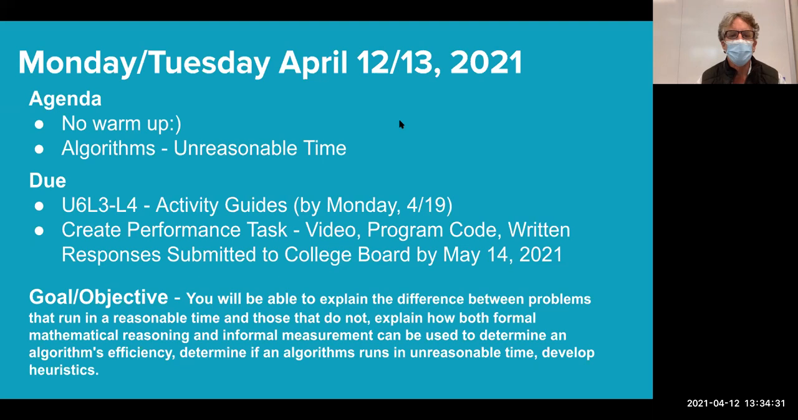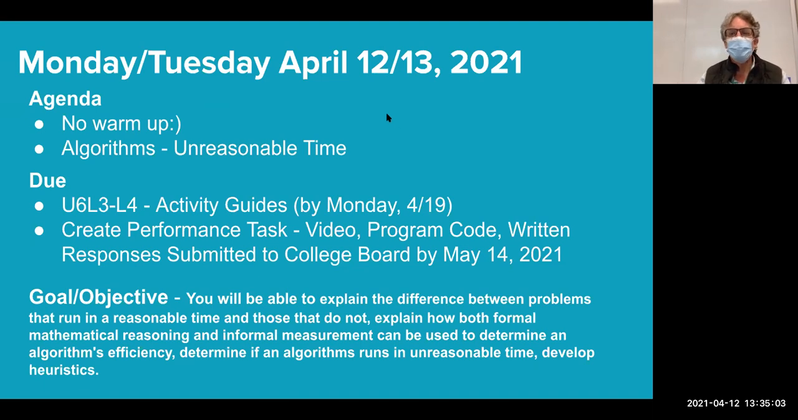Okay, our goal or objective today is that you will be able to explain the differences between problems that run in a reasonable time and those that do not. Explain how both formal mathematical reasoning and informal measurements can be used to determine an algorithm's efficiency. Determine if an algorithm runs in an unreasonable time and develop heuristics.